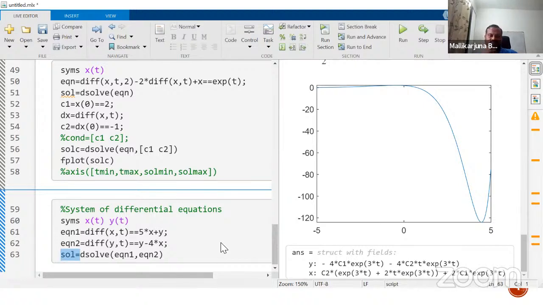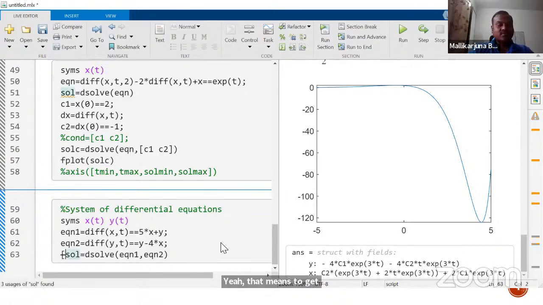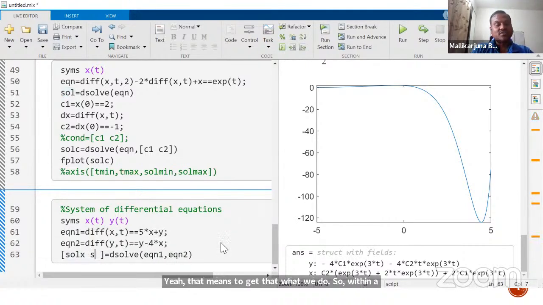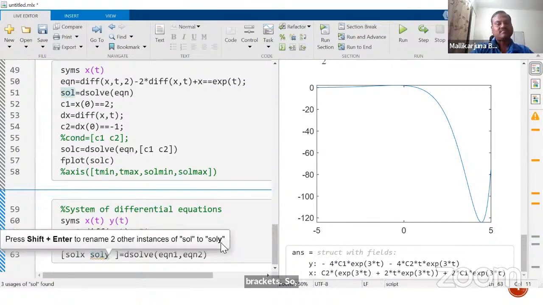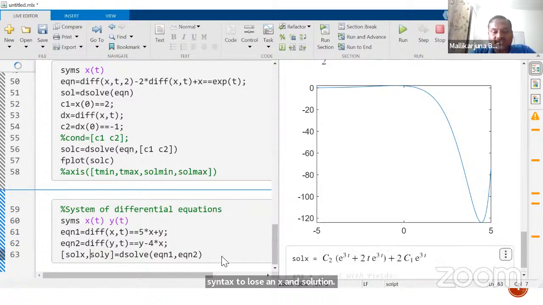Yeah, it won't work. No, sir, it's not showing. So that means to get that, we have to give within brackets solution x and solution y, because if you give only solution is equal to, it shows only one output, right? But actually here it will give two outputs. For that reason, the output also you have to give in this syntax, solution x and solution y.